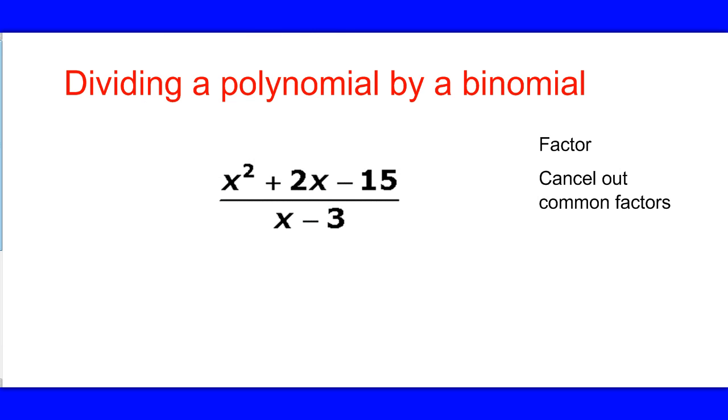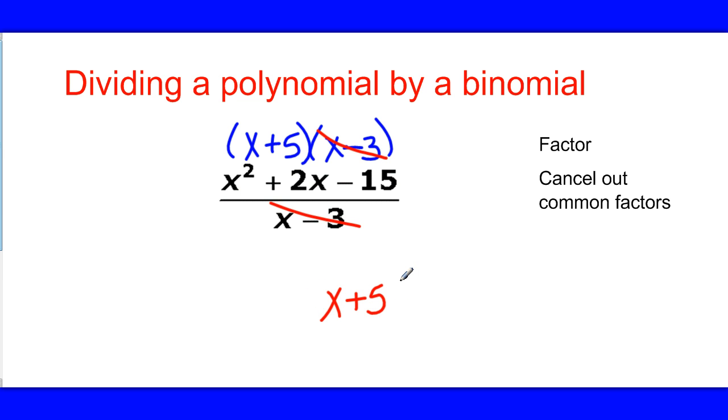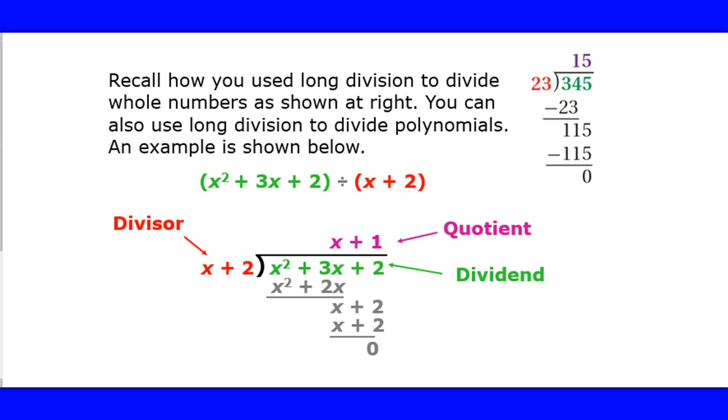Now, if we're going to divide a polynomial by a binomial, we need to factor both the numerator and the denominator and cancel out any common factors. So in this case, factored, this is going to be x plus 5 and x minus 3. And then the x minus 3 cancels with the x minus 3, and our answer here is x plus 5. Please remember, you may not cancel out any part of a binomial, a trinomial, or any other polynomial except a monomial.